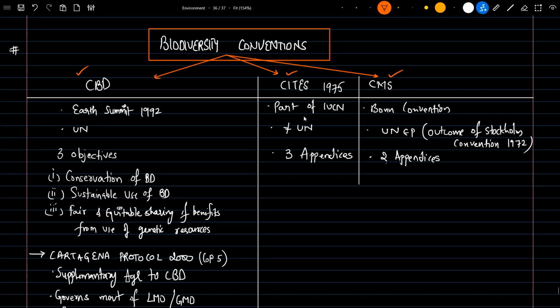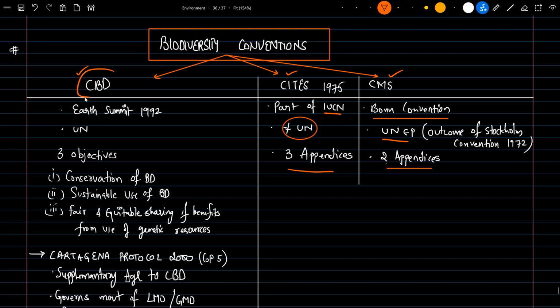CITES is not part of the UN, it is part of IUCN. And CMS is part of the United Nations Environment Programme, and it was founded under the Bonn Convention. It has three appendices and it has two appendix.